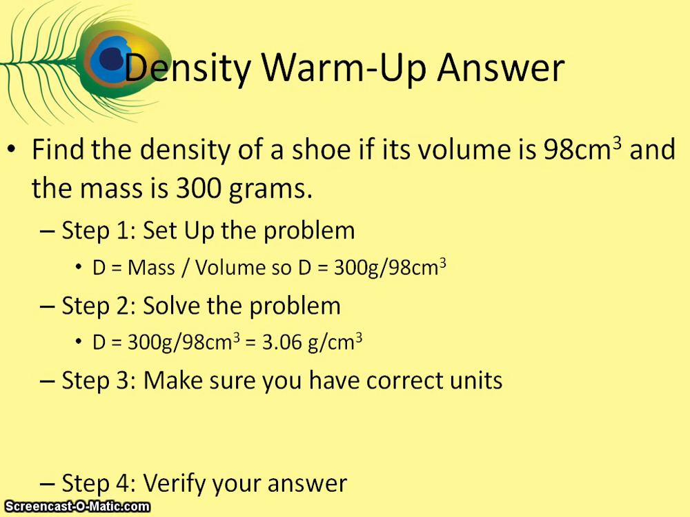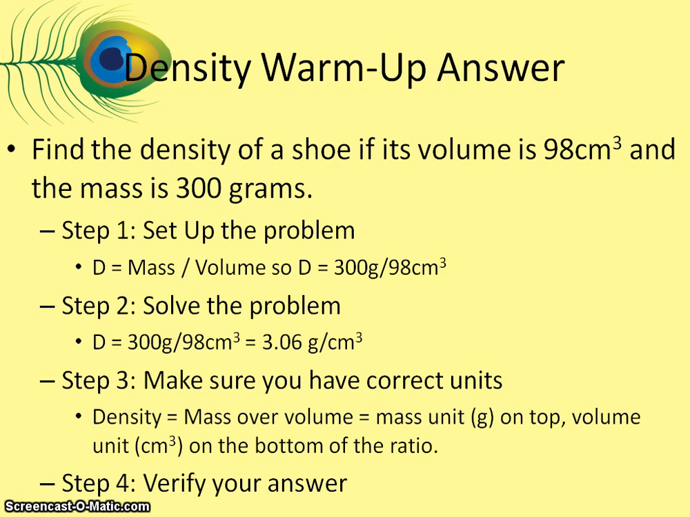Step 3 is to make sure you have the correct units. Remember, density is mass over volume, so the mass unit, the grams, should be on top, and the volume unit, centimeters cubed, should be on the bottom of the ratio. Step 4 is to verify your answer. Double check your numbers, double check your problem. If you got 3.06 grams per centimeters cubed, congratulations, you can do a density problem.